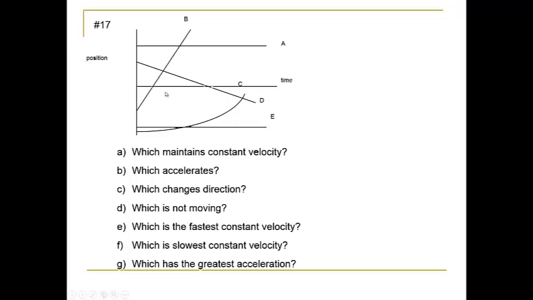Your x-axis, sorry it's not real clear in the picture, is this horizontal line close to where it says time. So C is looking at the curved line, not the straight line. Time would be that horizontal line right there in the middle. So go through that, try to figure out which one has constant velocity, accelerates, changes direction, not moving, fastest constant, slowest constant, and greatest acceleration. And then we'll go over those in just a minute.